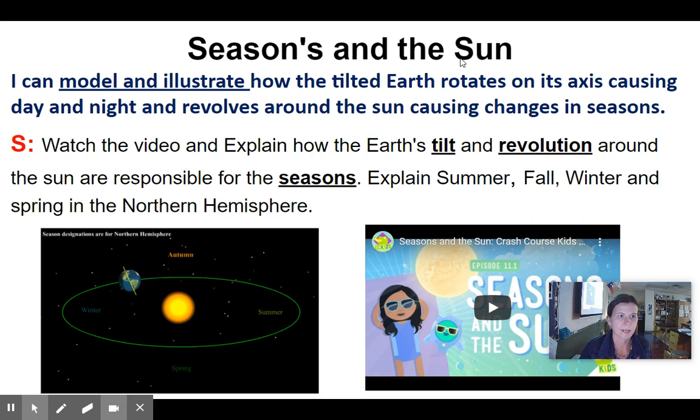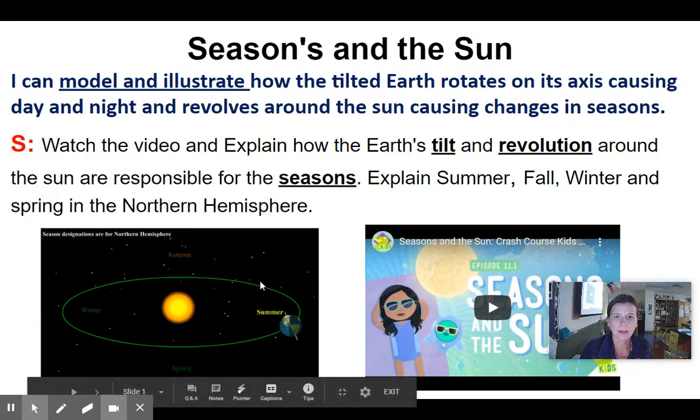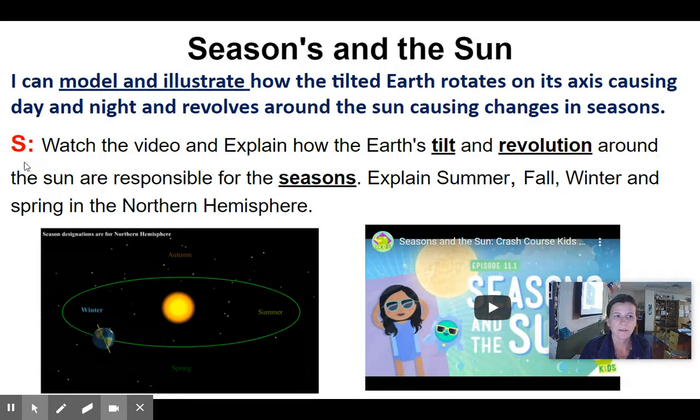Seasons and the Sun. I can model and illustrate how the tilted Earth rotates on its axis, causing day and night, and revolves around the Sun, causing changes in seasons. For our starter, let's watch the video and explain how Earth's tilt and revolution around the Sun are responsible for the seasons. Explain summer, fall, winter, and spring in the Northern Hemisphere.